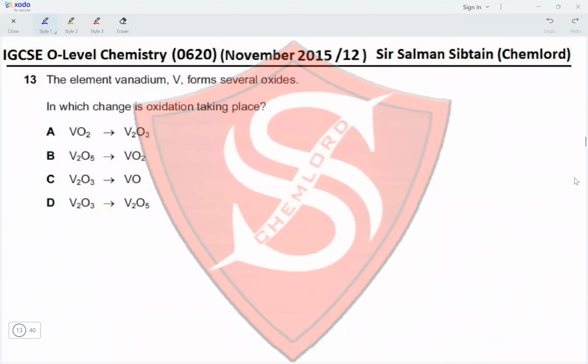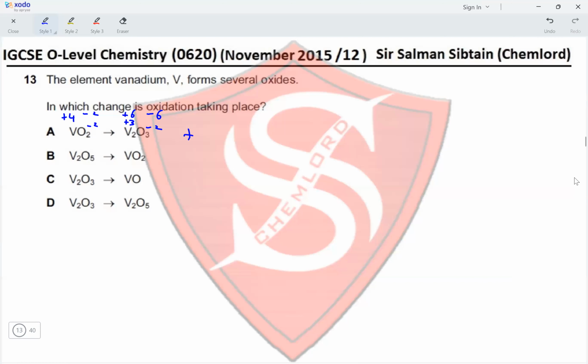Question 13. The element vanadium forms several oxides. In which change is oxidation taking place? So we have VO2 in which oxygen will have a charge of -2, so a total charge of -4. In order to balance this, vanadium will have a charge of +4. And this goes to V2O3, oxygen having a charge of -2, so 3 twos are -6. And this one would have +6, but there are two vanadium, so +3, because +6 would be divided by 2.